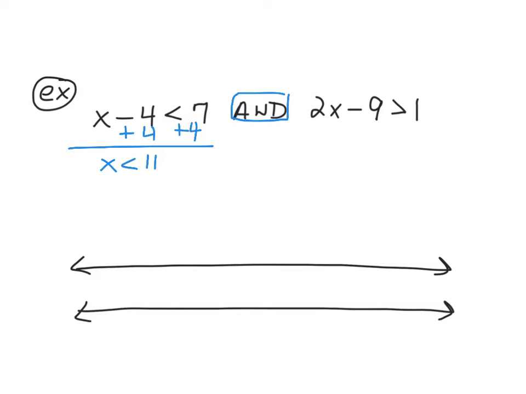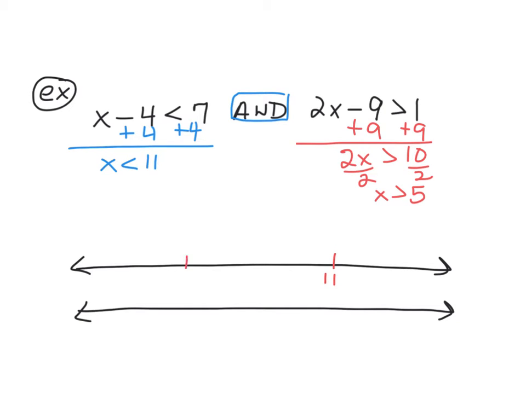Now I'm not going to put that on my number line yet because I don't know what the other boundary value is. So let me find that out so I can put them in order. So over on the other one, I would add 9. And get 2x is greater than 10, then divide by the 2, I get x is greater than 5. So my two boundary values are 11 and 5.